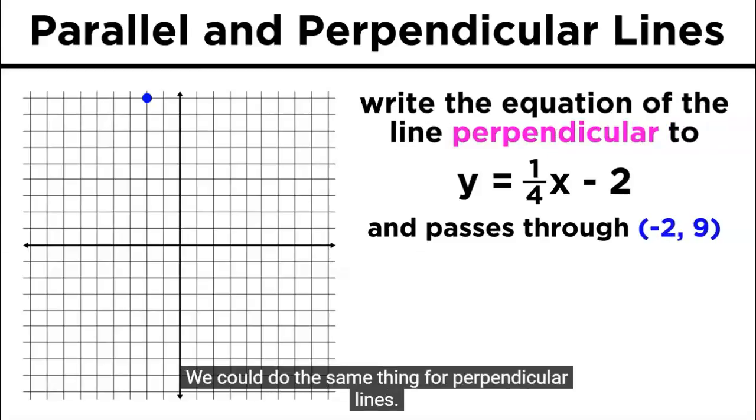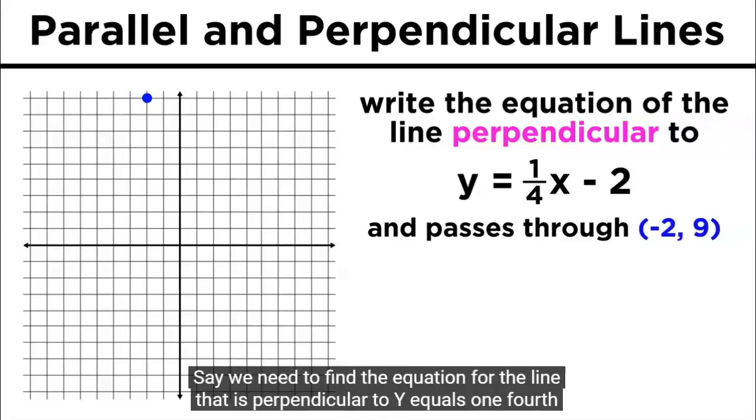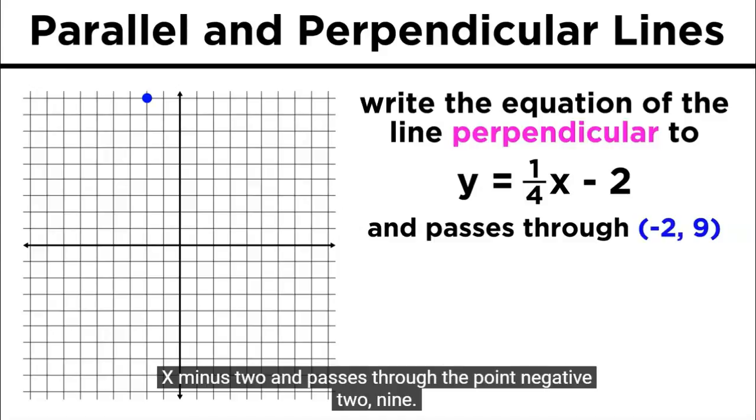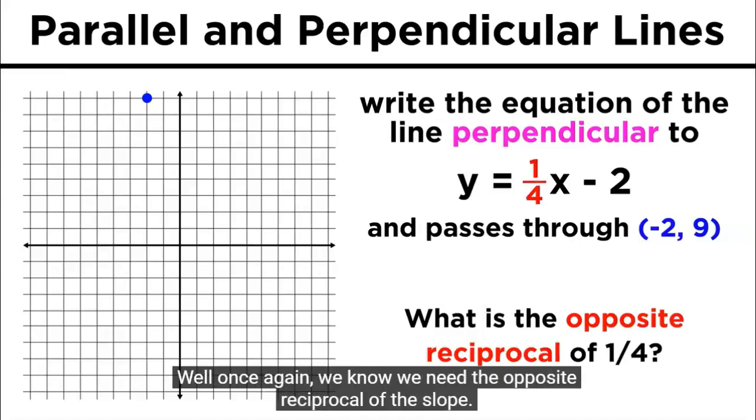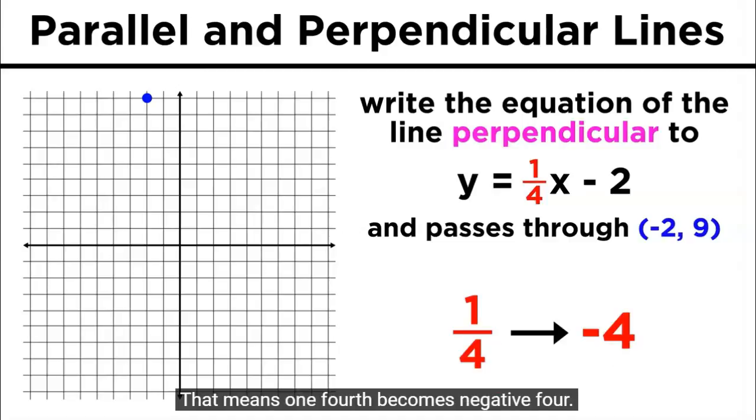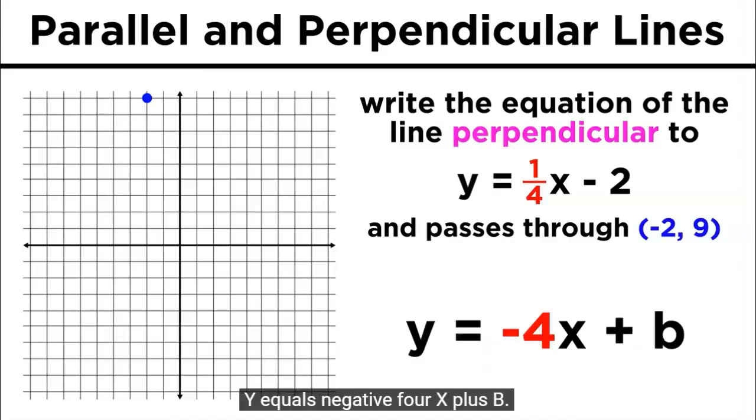We could do the same thing for perpendicular lines. Say we need to find the equation for the line that is perpendicular to y equals 1/4 x minus 2 and passes through the point -2, 9. Well, once again, we know the slope. That means 1/4 becomes -4. Y equals -4x plus b.